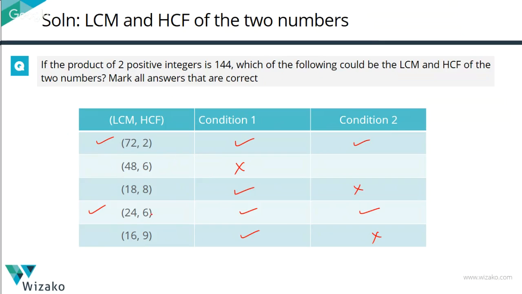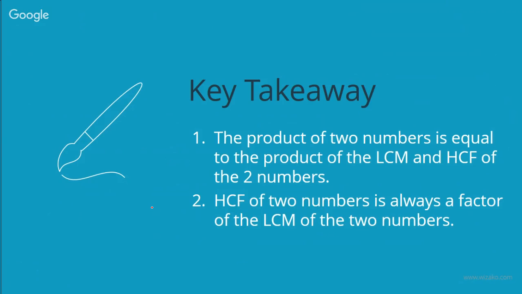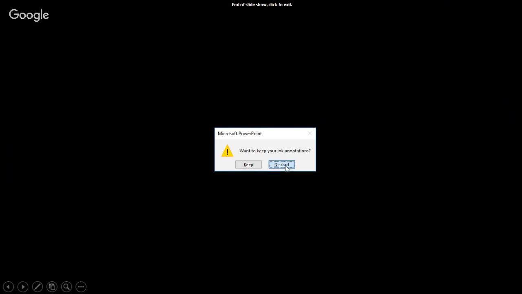So almost done with the problem solving part. The two takeaways from this question: the product of the LCM and HCF is equal to the product of the two numbers. Second, the HCF of two numbers is always a factor of the LCM of these two numbers. That brings to an end the problem solving questions. Let's move on to the more interesting one, which is the DS questions.